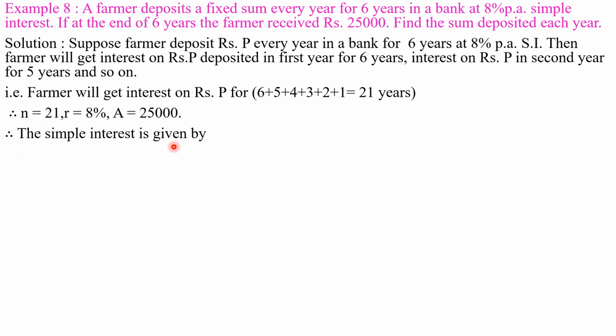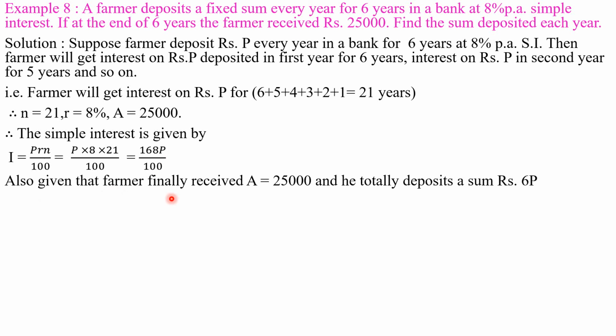The simple interest is given by the formula I is equal to PRN divided by 100. Put these values, we have to find P. The rate of simple interest is 8%. Number of years is equal to 21, divided by 100. So I is equal to 168P divided by 100.